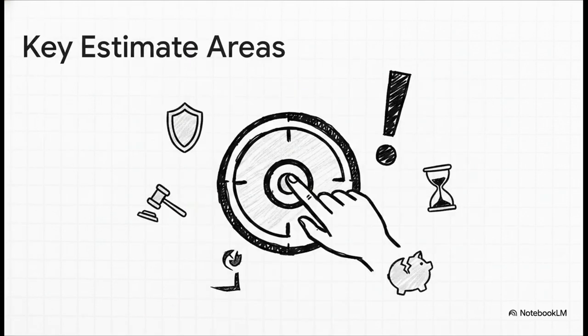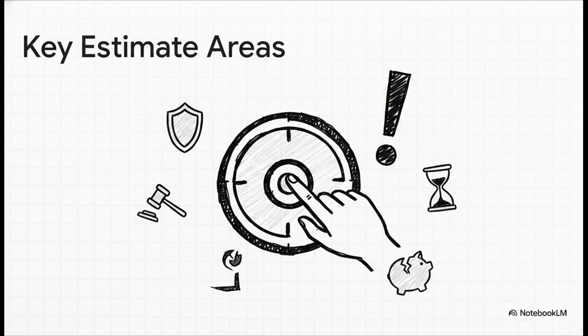So what do these look like in practice? Well, the classic areas requiring significant estimate disclosures usually include things like the allowance for credit losses, the useful lives of your long-lived assets, goodwill impairment testing, warranties, litigation contingencies, and variable consideration in revenue.